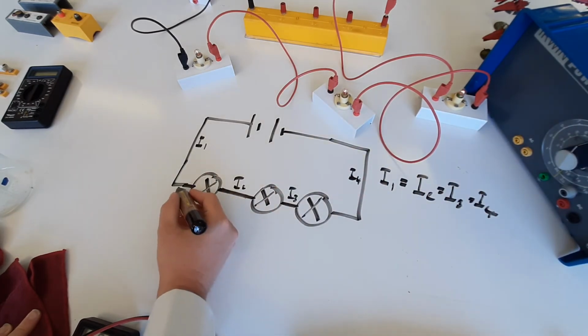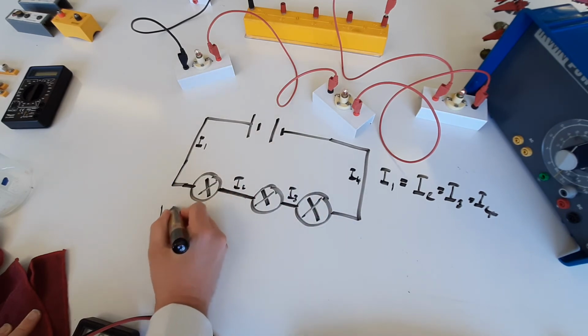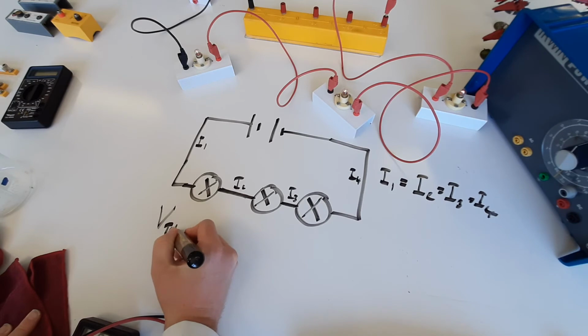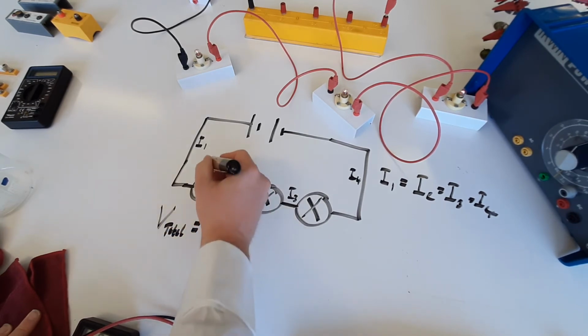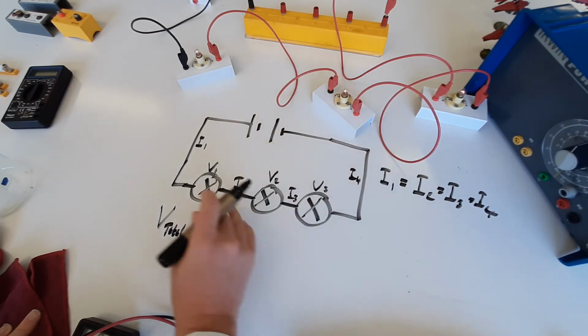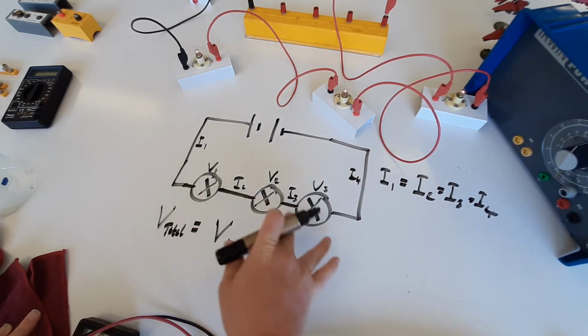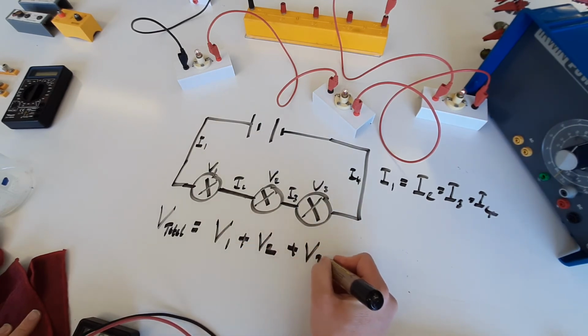Okay? Now, we also need to know the rules of the voltage on this one. V total is going to equal V1, so V1 here, voltage 2 here, voltage 3 here. So the voltage dropped across the bulb there, bulb there, plus V2 plus V3.